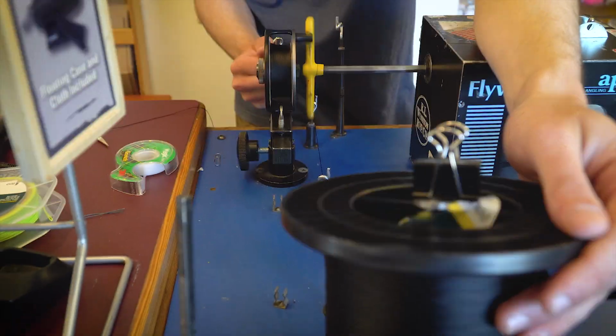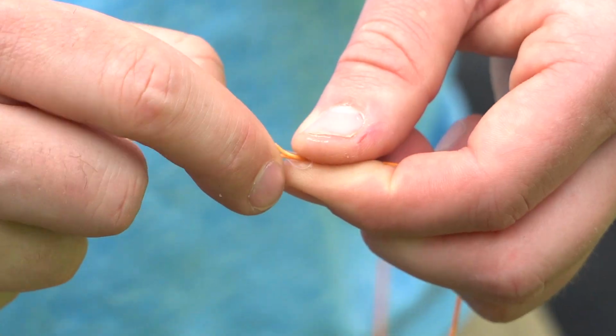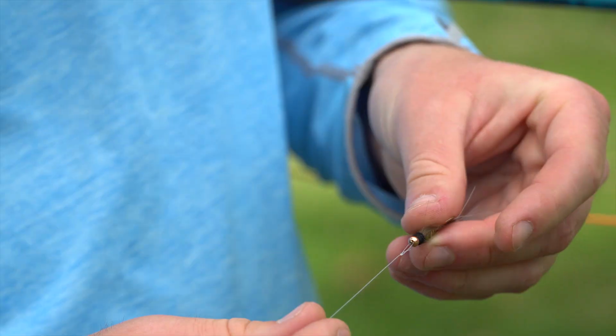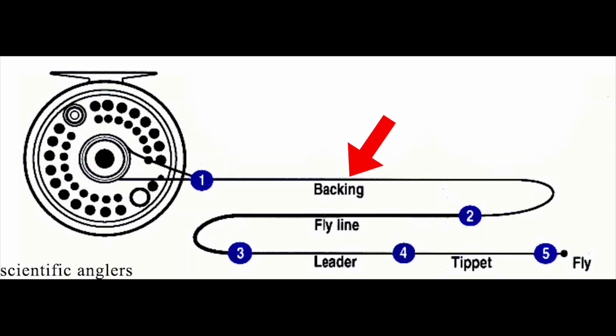All right, lastly, we're going to talk about your fly line system. That consists of backing, fly line, leader, tippet to fly. Simple. All right, let's make it simple. So the first thing that's attached to the spool or the reel is the backing. This is tied to the reel.